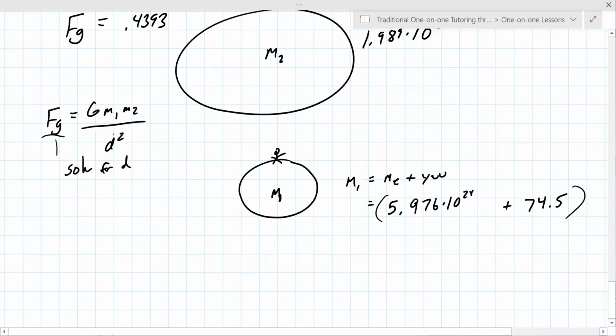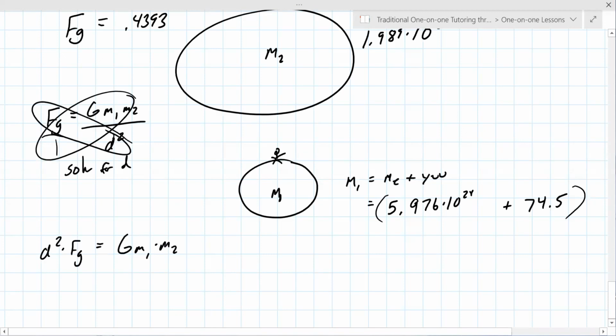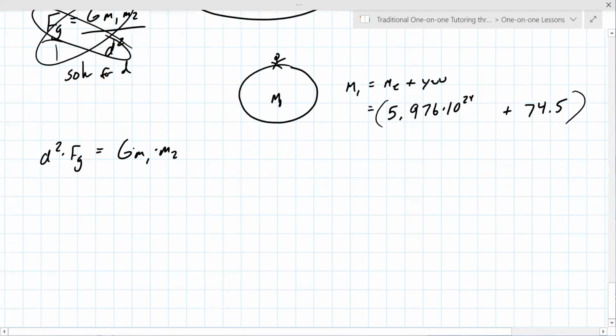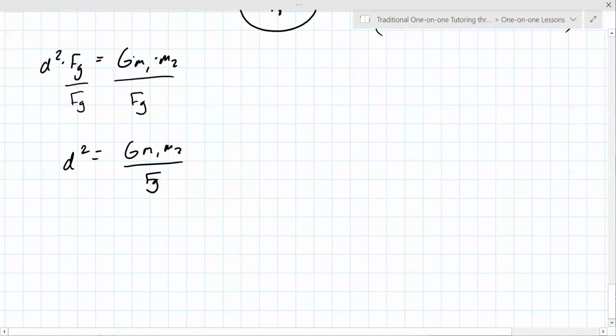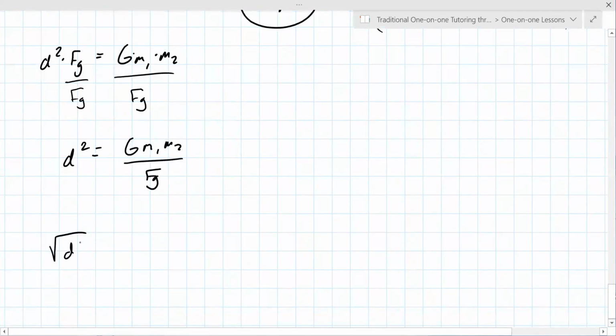Do you see I have to get D out of the bottom? Yeah. So you want to cross multiply here, butterfly thing. D squared times FG equals G M1 times M2. So to get D by itself, you divide both sides by FG. And D squared equals G M1 M2 over FG. And then you take the square root of both sides.